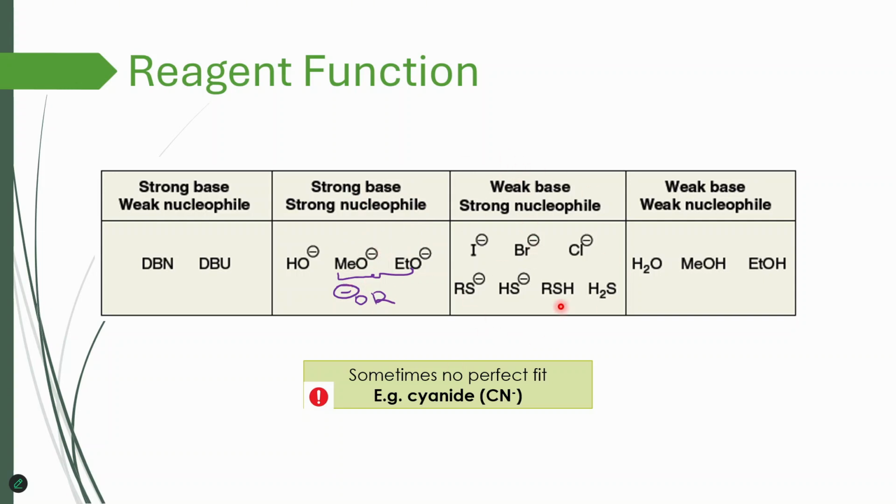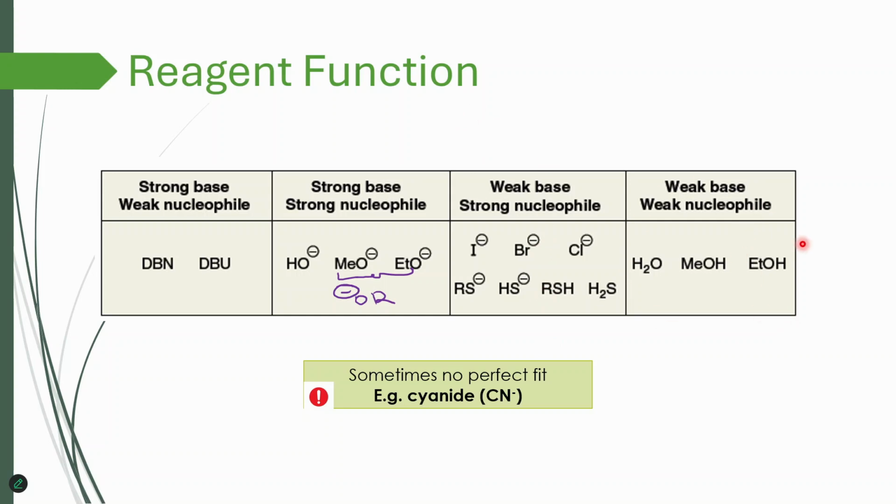And category 3 here, you see halides, halide ions, and some sulfur nucleophiles. As you can see, they are really large, so they are highly polarizable. So that makes them strong nucleophiles. But then all of their conjugate acids are actually quite strong acids. Their pKa is low, so in terms of basicity, they are weak. So these reagents usually favor substitution, typically SN2. They do not promote elimination because they are weak bases.